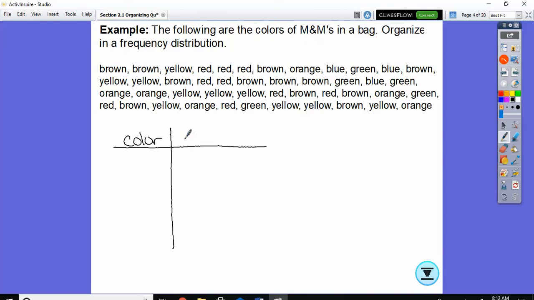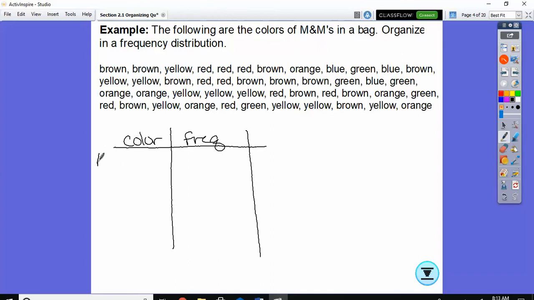It is optional. Sometimes if you have a long list of data, if you want to make a column where you can make tally marks to count things, that's fine. That's not technically a part of the frequency distribution, but if you put it in there, that's okay. So all I really have to have is the color and the frequency. But if you want to also add in tally marks just to help you, that's no problem.